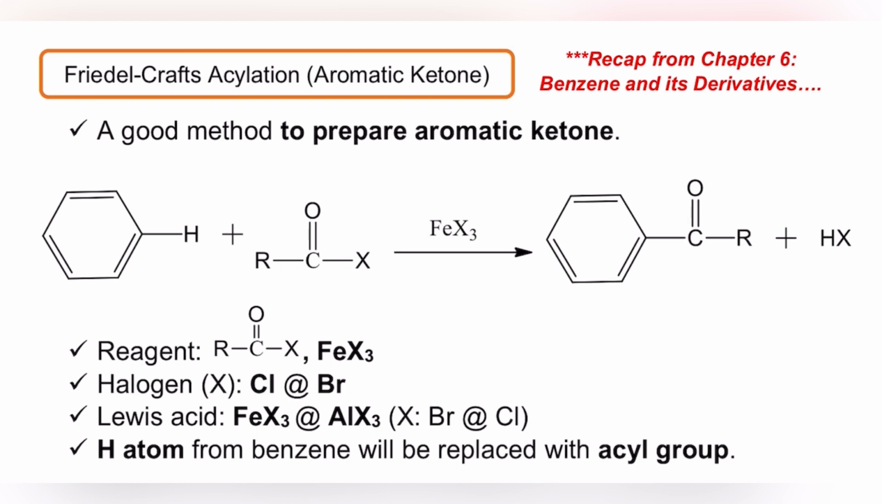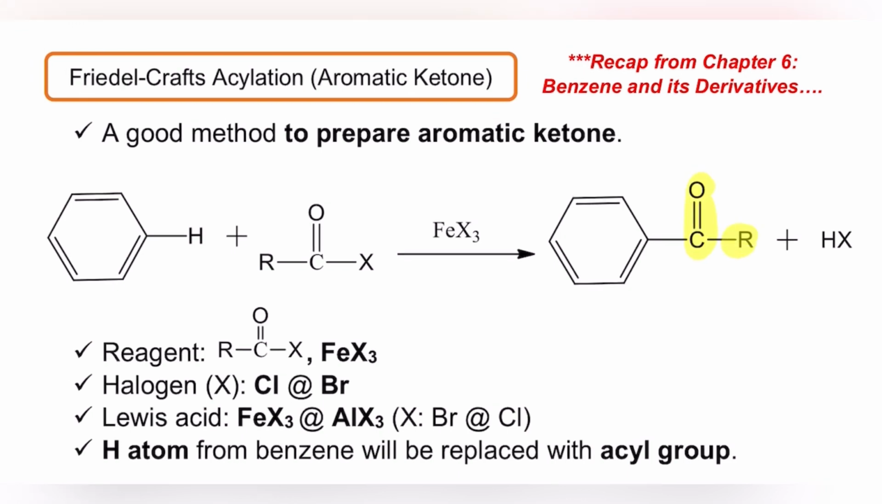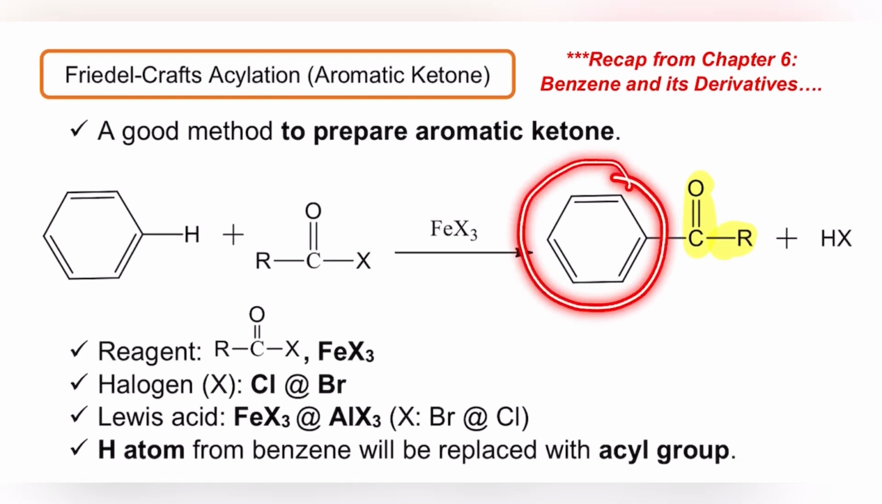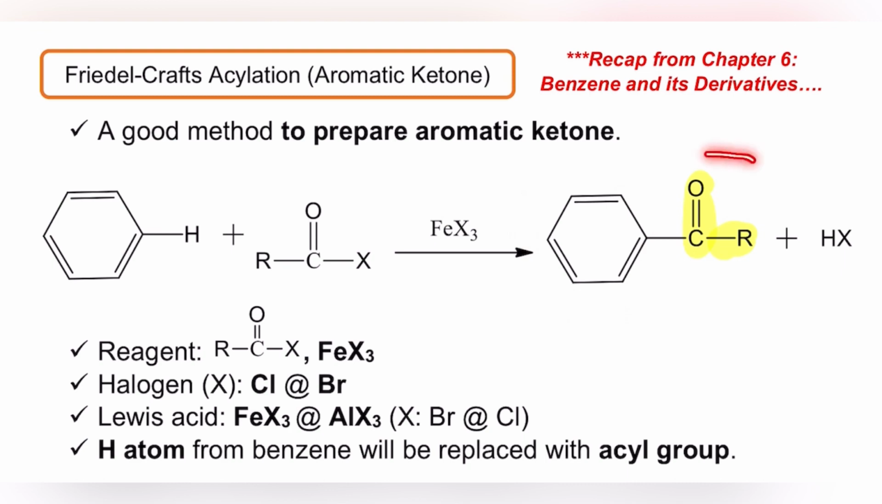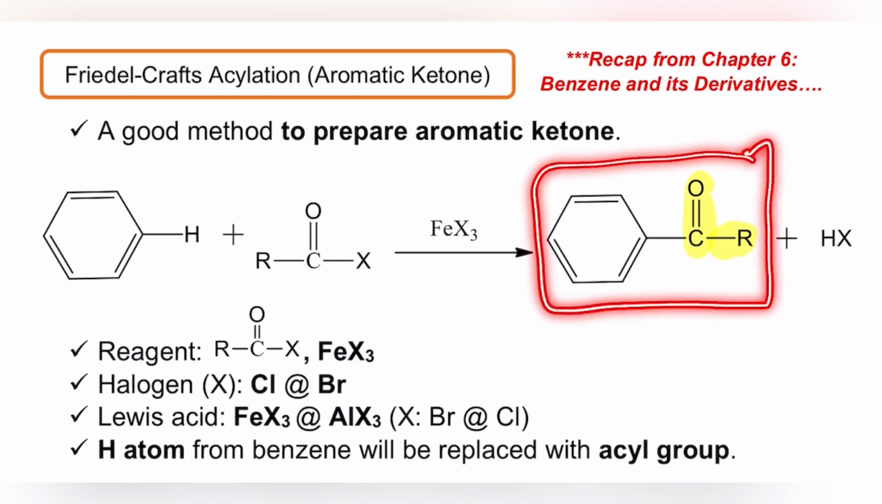Next one, we have Friedel-Crafts acylation. This is very specific to prepare aromatic ketone. This is what you've learned so far from chapter 6, a good method to prepare aromatic ketone. What does it mean by aromatic ketone? It means that you have C double bond O attached to an alkyl group and directly attached to the aromatic ring or benzene ring. So this is what we call aromatic ketone.